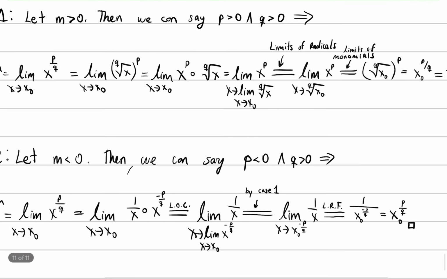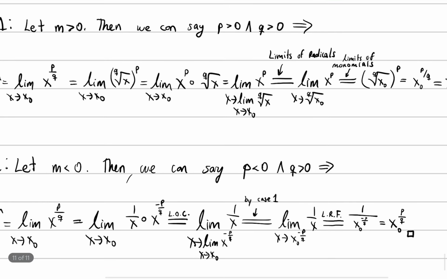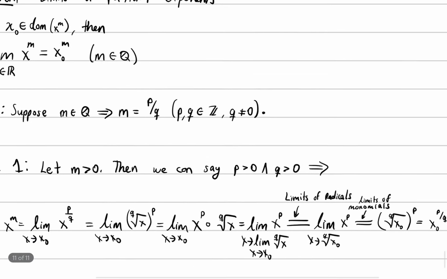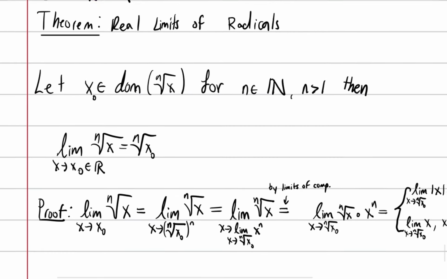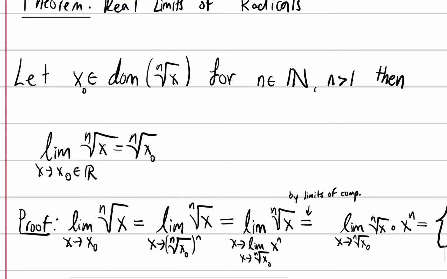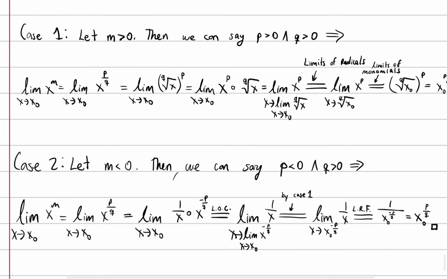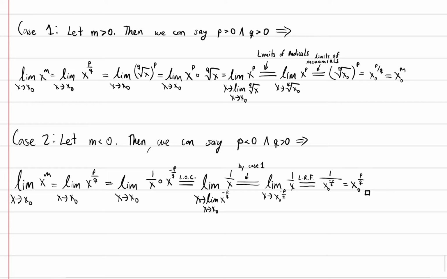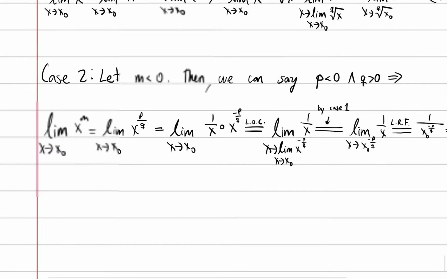So we'll let m be less than 0, then we can just say that p is less than 0 and q is greater than 0. Why don't we choose q to be the negative one? Well, if you remember up here, we have that n is a natural number, and it would not make sense to have a radical have a negative index, would it? No. So we're going to do p to be negative.